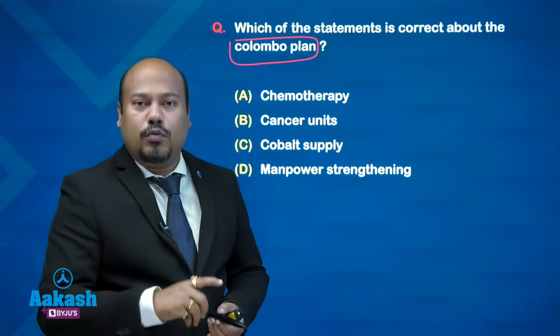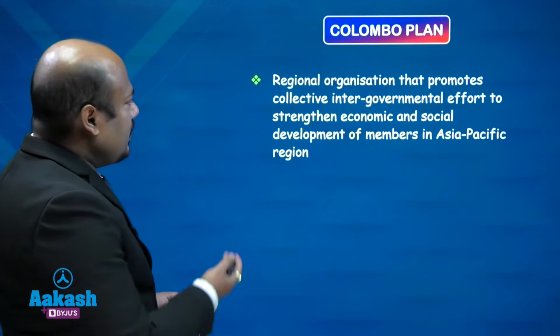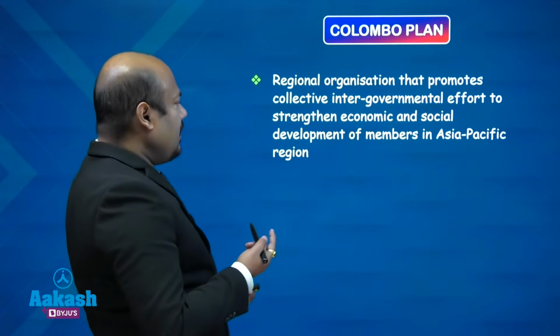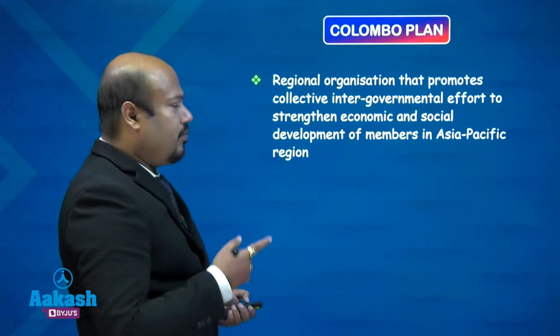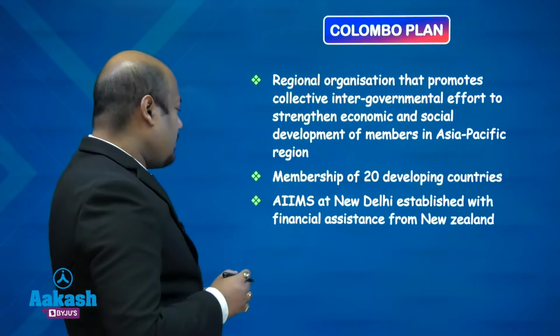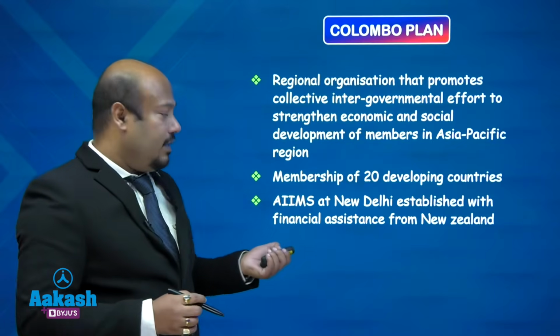That was the Colombo plan. So the question was regarding the cobalt supply. Colombo plan, as you can see, is a regional organization that promotes collective intergovernmental effort to strengthen economic and social development of members in the Asia Pacific region. Membership of 20 countries. AIIMS at New Delhi was established with financial assistance from New Zealand.